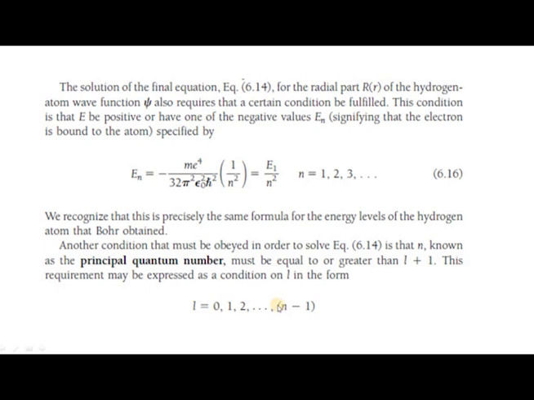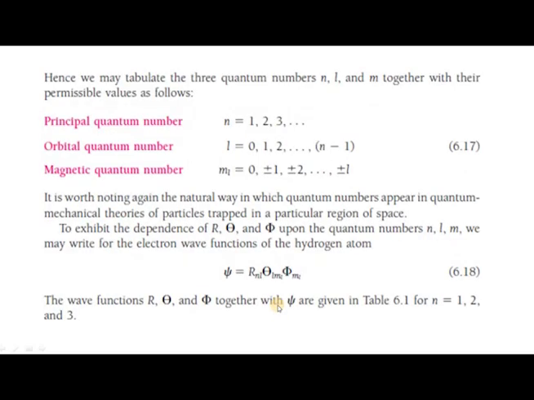So we can tabulate that there are three quantum numbers n, L and ml. n is the principal quantum number and it can take values 1, 2, 3. L is the orbital quantum number and it can take values 0, 1, 2 up to n minus 1, and ml is the magnetic quantum number. Its permissible values are 0, plus or minus 1, plus or minus 2 up to plus or minus L. So you just put this in a box, it is very important.